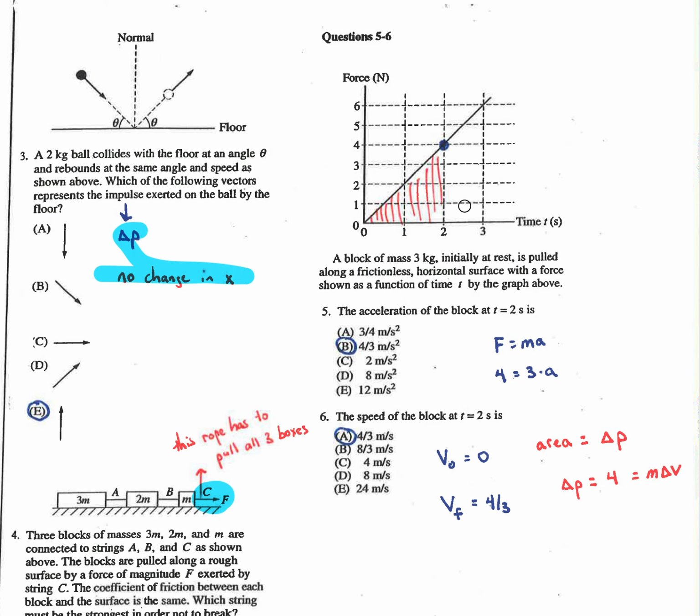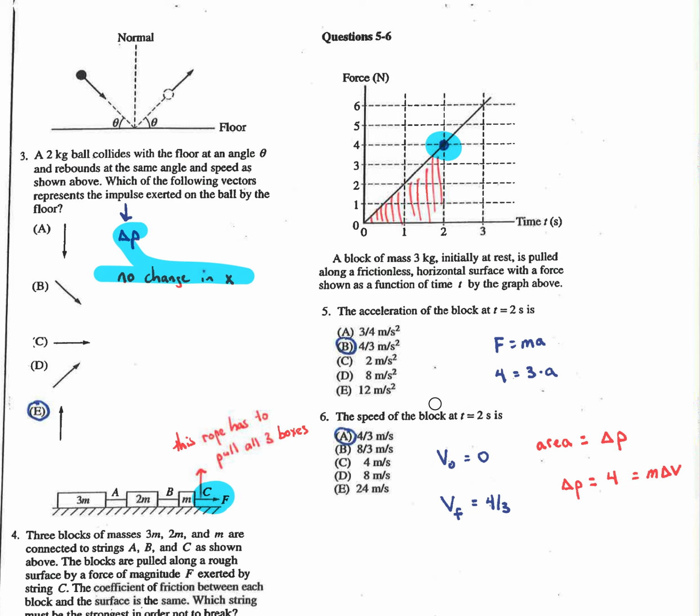Okay, we're going to use this graph on both 5 and 6. On 5, we simply want the acceleration, and we're looking at a force versus time graph. So if I want to find the acceleration at 2 seconds, I just come up here and find the force at 2 seconds. F equals ma, the force is 2, the mass is 3, the acceleration thus is 4/3.